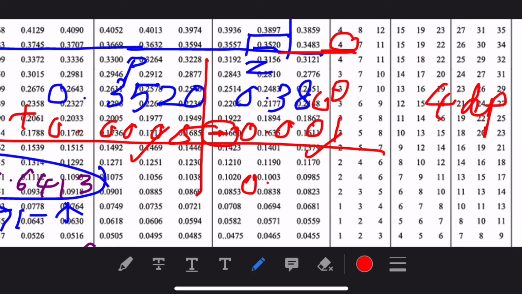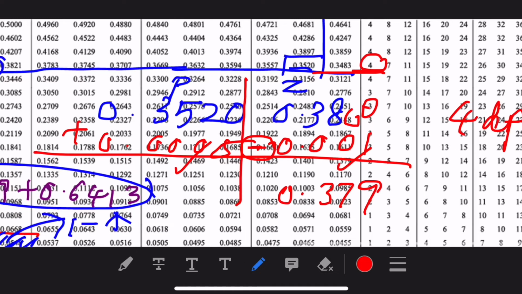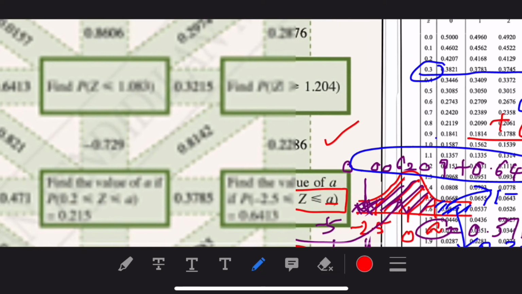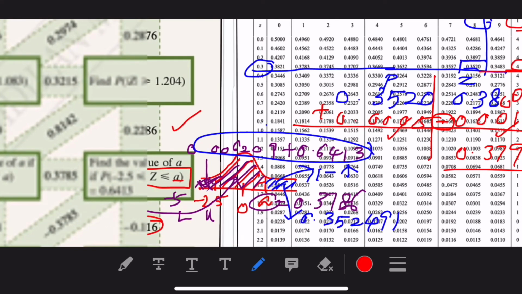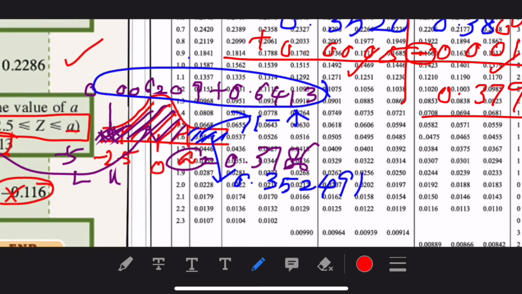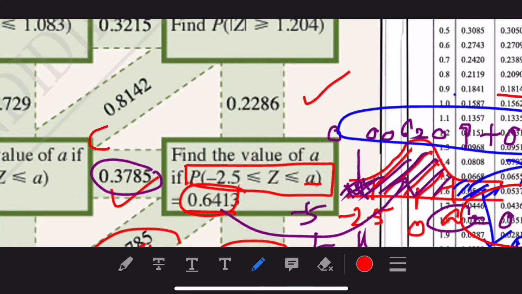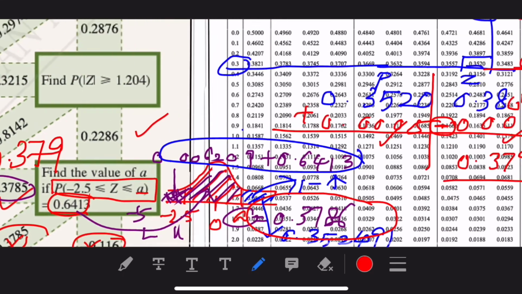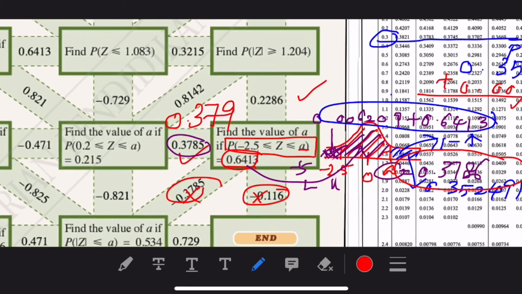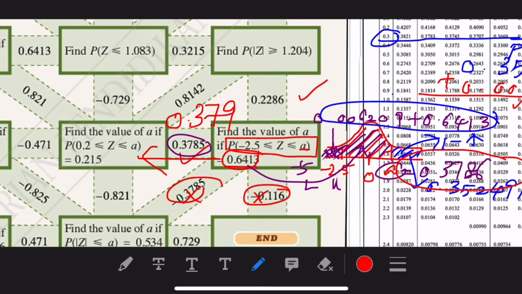Okay, 0.379. So that is the best answer we can find. So we will get the answer that is actually quite close to this answer, 3786. If you round off, this one is 0.379, right? So buku sifir can allow you to find 3 decimal answer. Alright, so the nearest answer. So we will head to the next one.